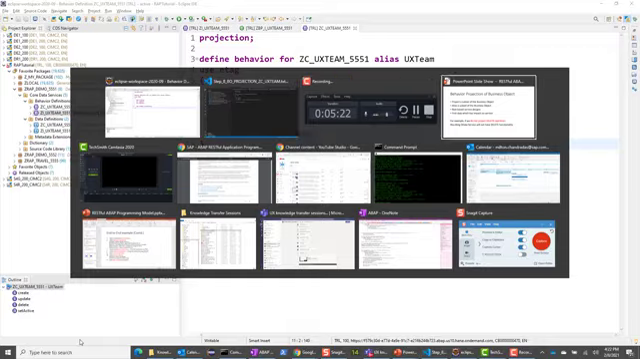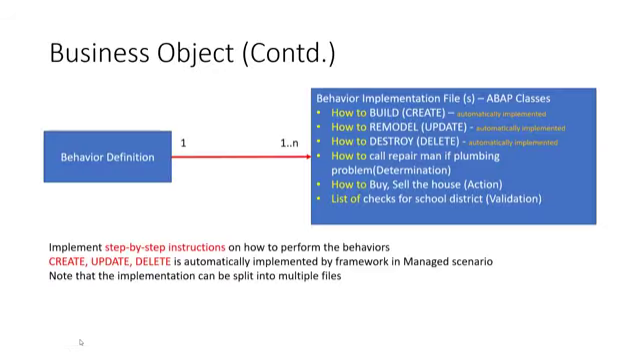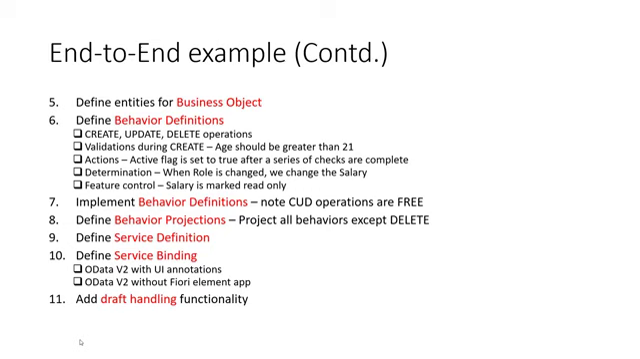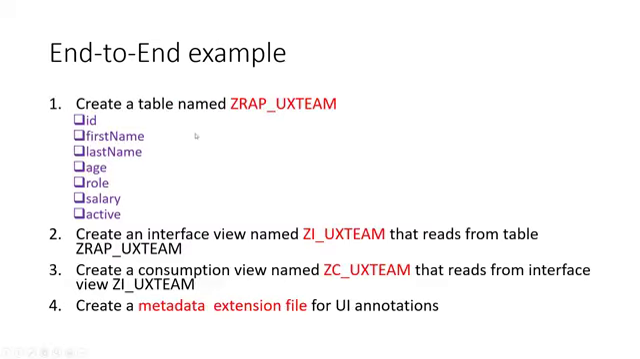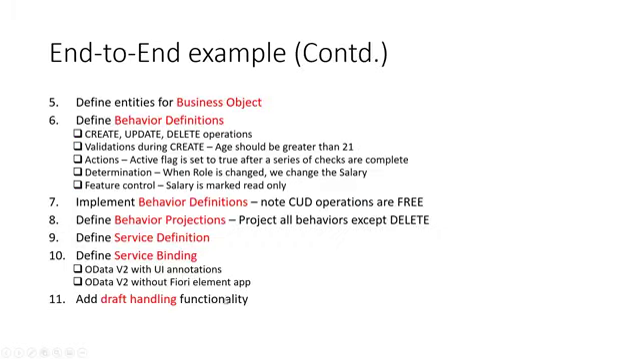So if we take a step back and look at everything we have done: we started with a table. We created an interface view. We created a consumption view and a metadata extension file. We defined the root entity for the business object. We defined the behavior definitions. We then implemented the behavior definitions, with step-by-step instructions on how to do it. And now we have defined the behavior projections. So pretty much we have projected all the behaviors. At a later stage, we will comment out delete and then activate it as well.